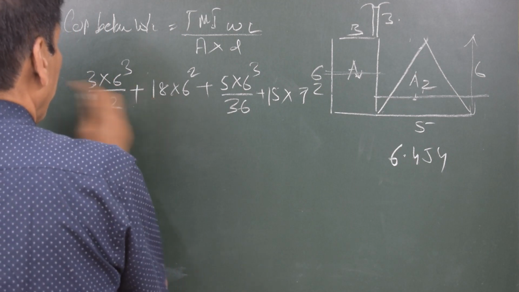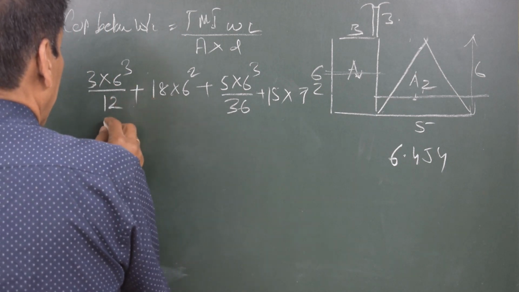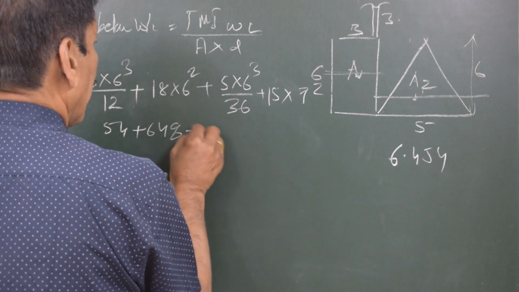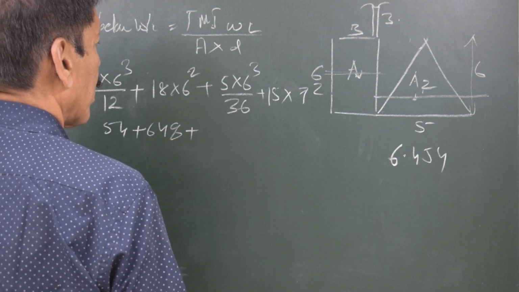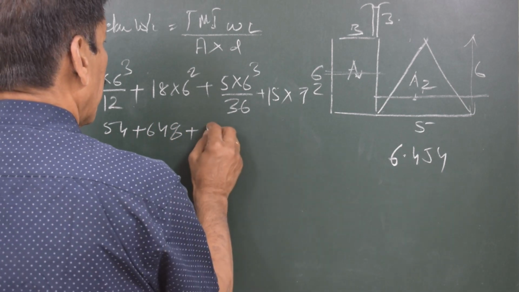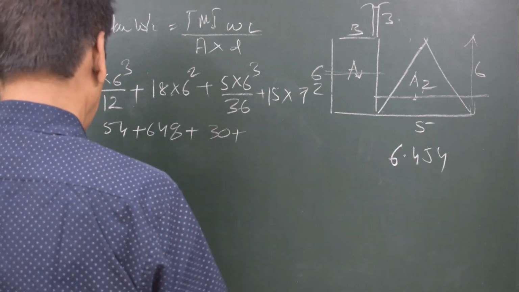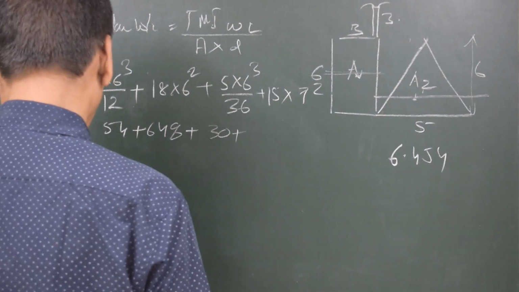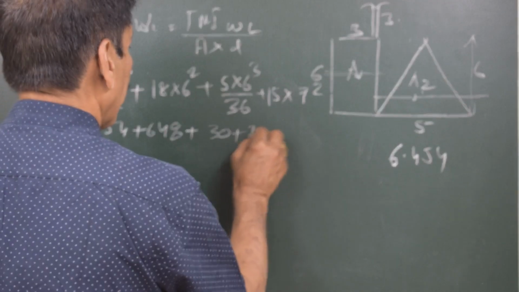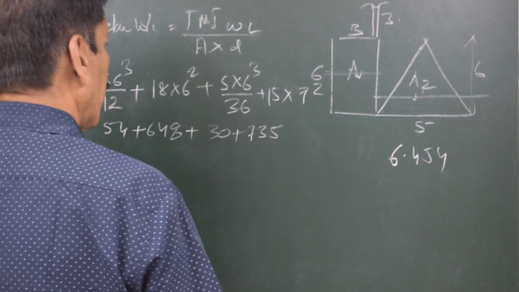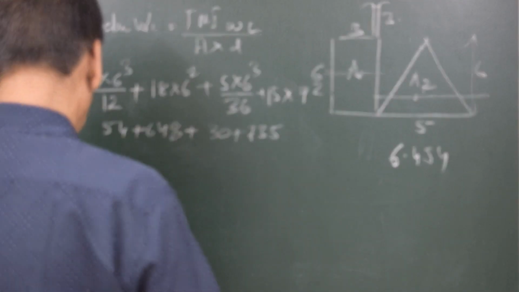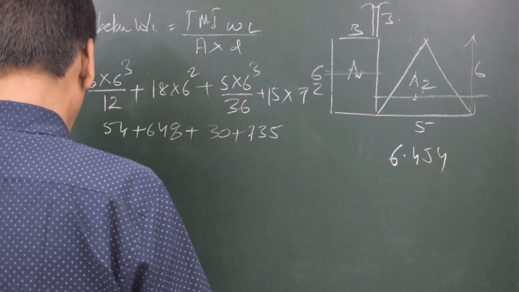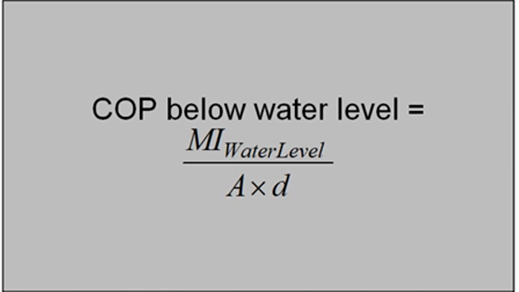3 into 6 cube, that is 54 plus 30 plus 49 into 15 gives me 735. 49 into 15. So the total is 1467.